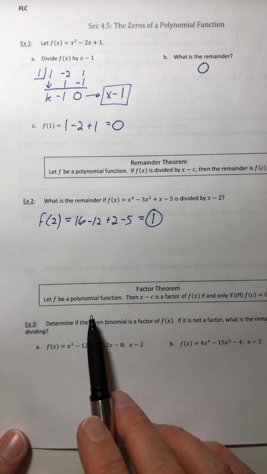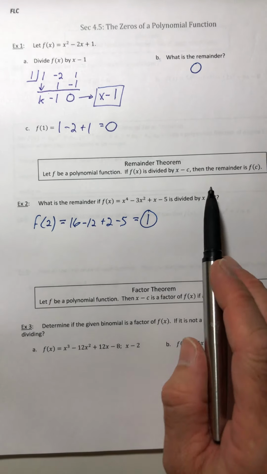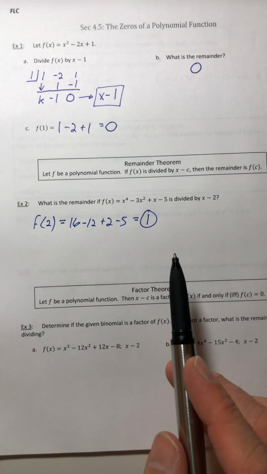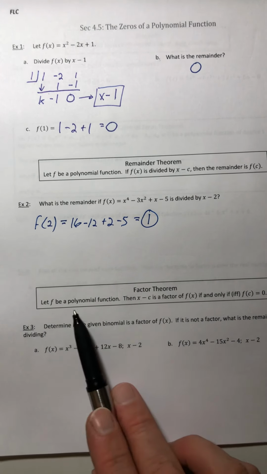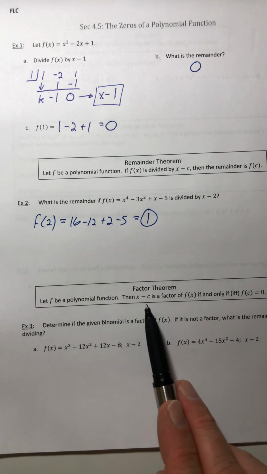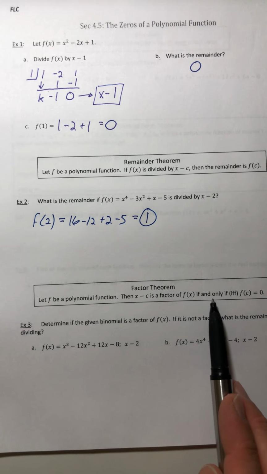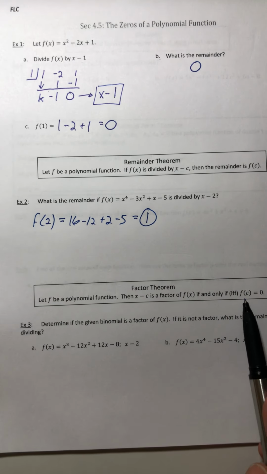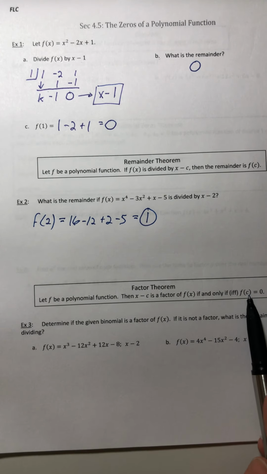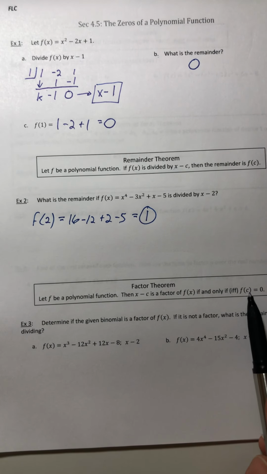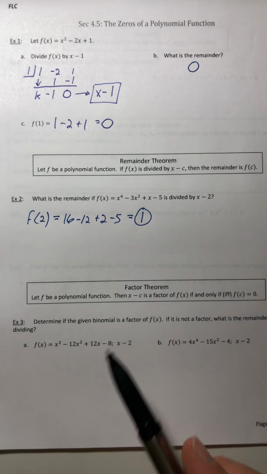All right, moving on. Now we have the factor theorem. It's like, okay, what on earth would the remainder theorem be useful for? Well, something like this. So we're going to let f be a polynomial. Then x minus c is a factor of that polynomial if and only if f of c is equal to 0. So if your remainder comes out as a 0, then x minus c is a factor.